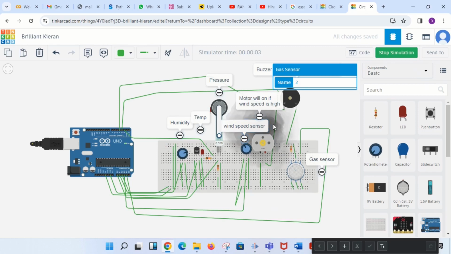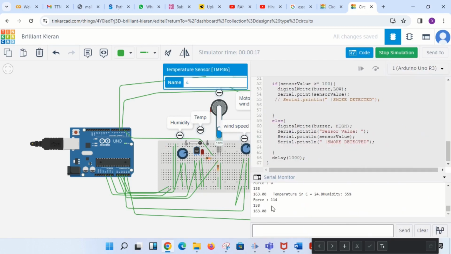So you can see, when the gas sensor value is high, the buzzer is turning on. If we decrease the wind speed, it will be closed. If we increase the wind speed, see, earlier the motor was off, now the motor is turned on, and these three values you can see on the serial monitor window. See, force is 144, temperature is this much, and humidity is this much.